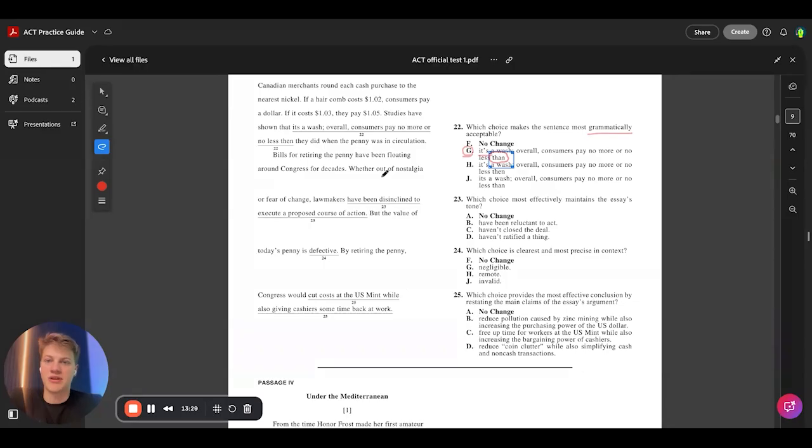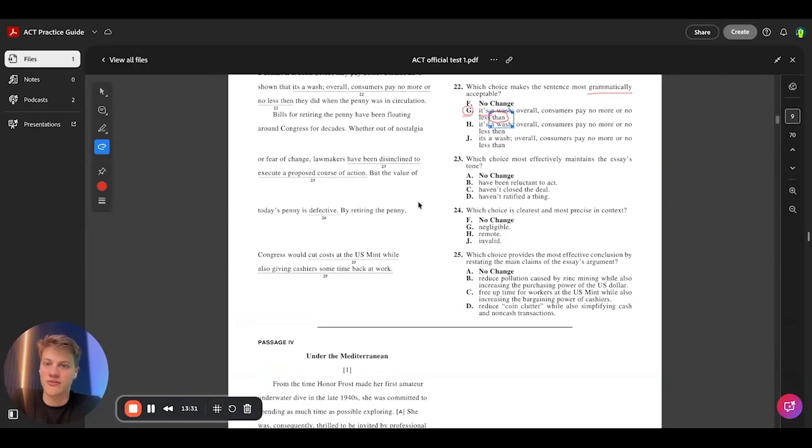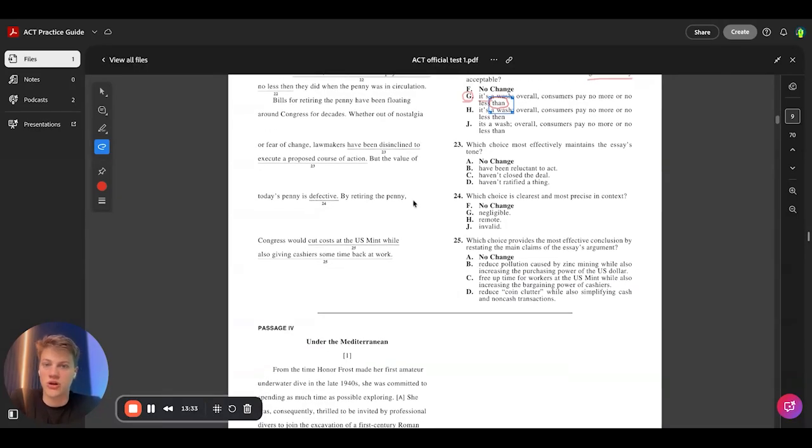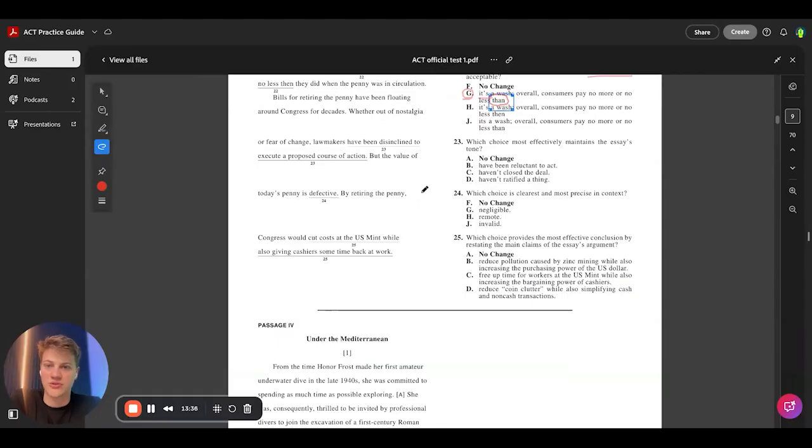Bills for retiring the penny have been floating around Congress for decades. Whether out of nostalgia or fear of change, lawmakers have been disinclined to execute a proposed course of action. Which choice most effectively maintains the essay's tone? This is a reading comprehension question. Again, it is not going to be no change because that's a little bit too wordy for this passage. This passage is a little bit more direct.